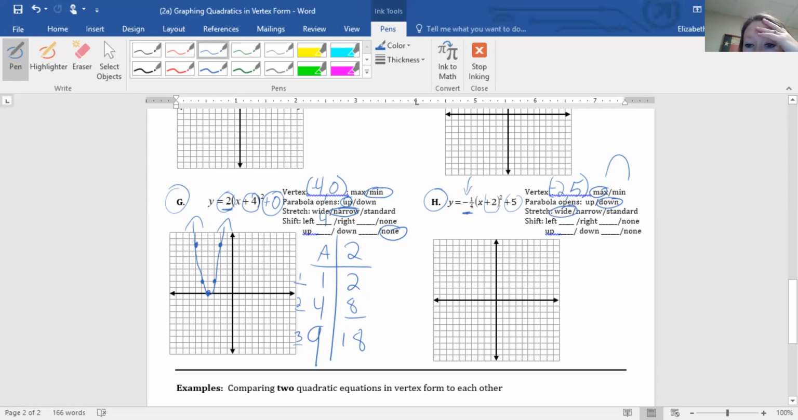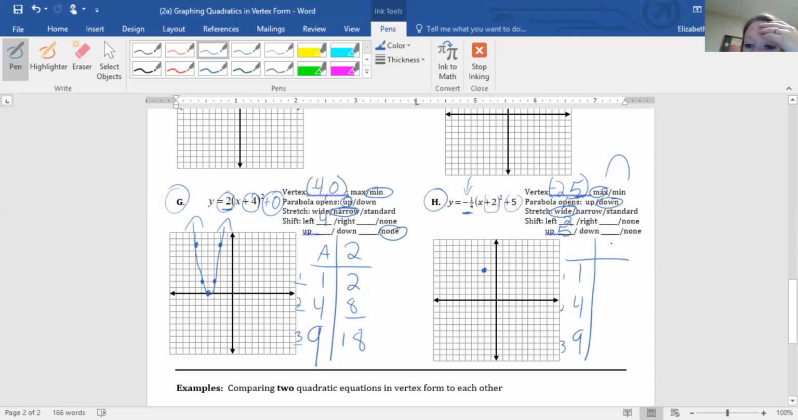My shift, I went left 2 and up 5. All right, so let's go. Left 2, up 5, 1, 2, 3, 4, 5. Let's make my 149 table. 1, 4, 9. Remember, this is when X is 1, 2, and 3.